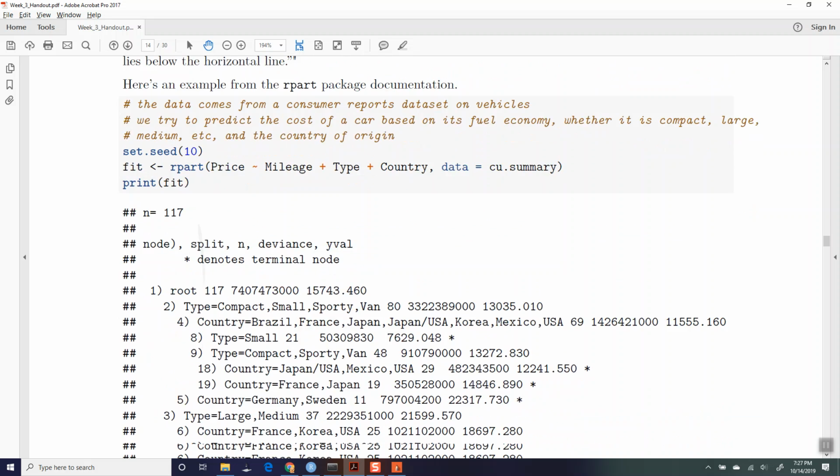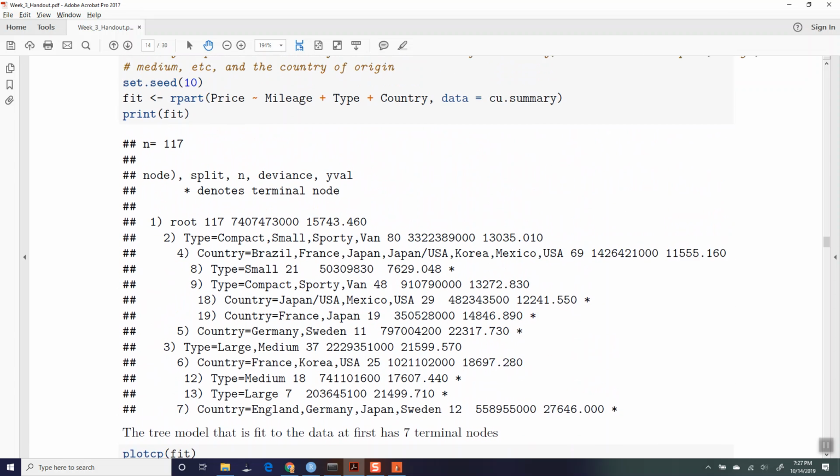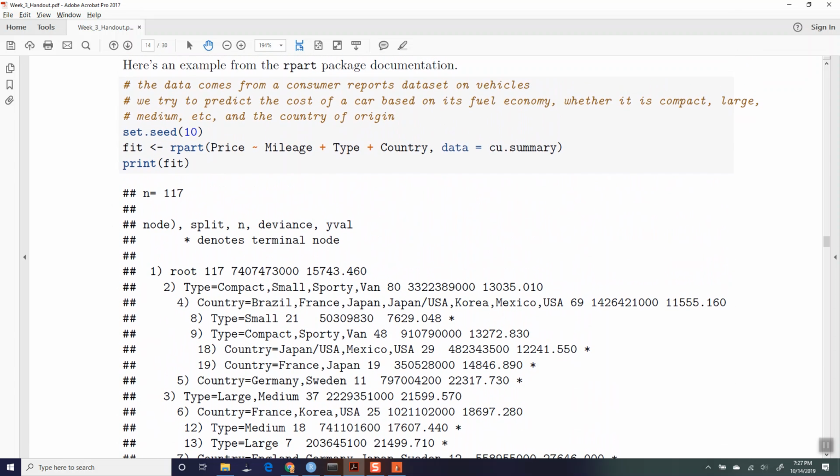So here, let me just show you this picture, okay? Here I think we are looking at some data set about cars, okay? We're looking at, I guess, consumer reports data on vehicles, and we're trying to predict the cost of the car, based on stuff like fuel economy, whether it's a compact, large, or medium car, and then the country that it was manufactured in, okay?